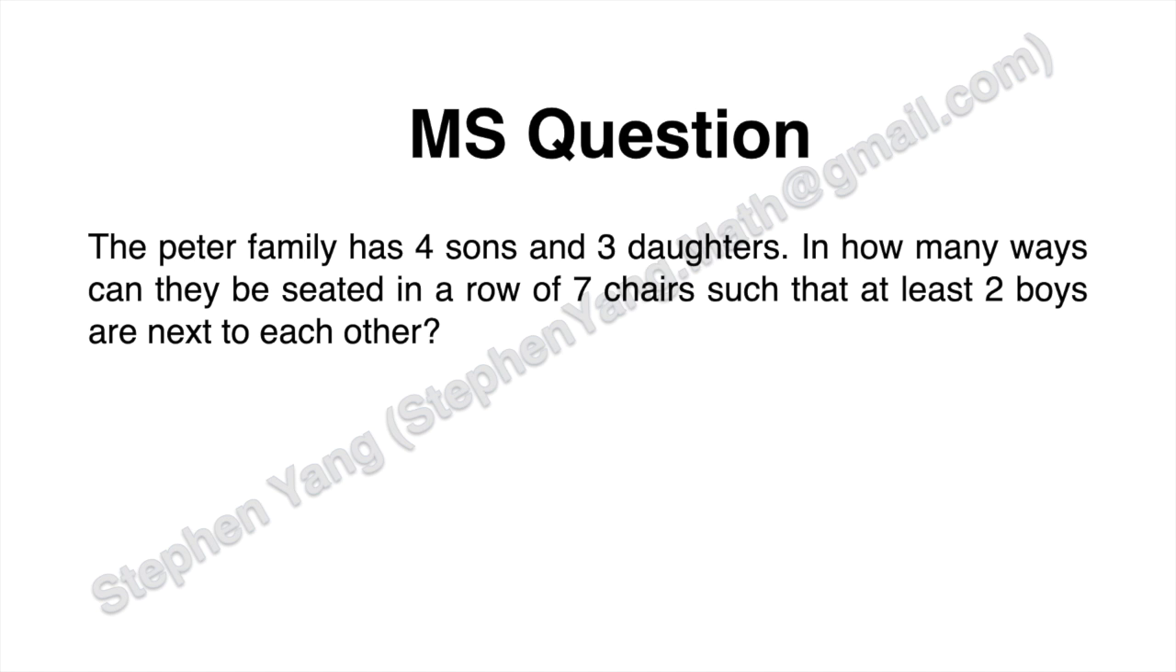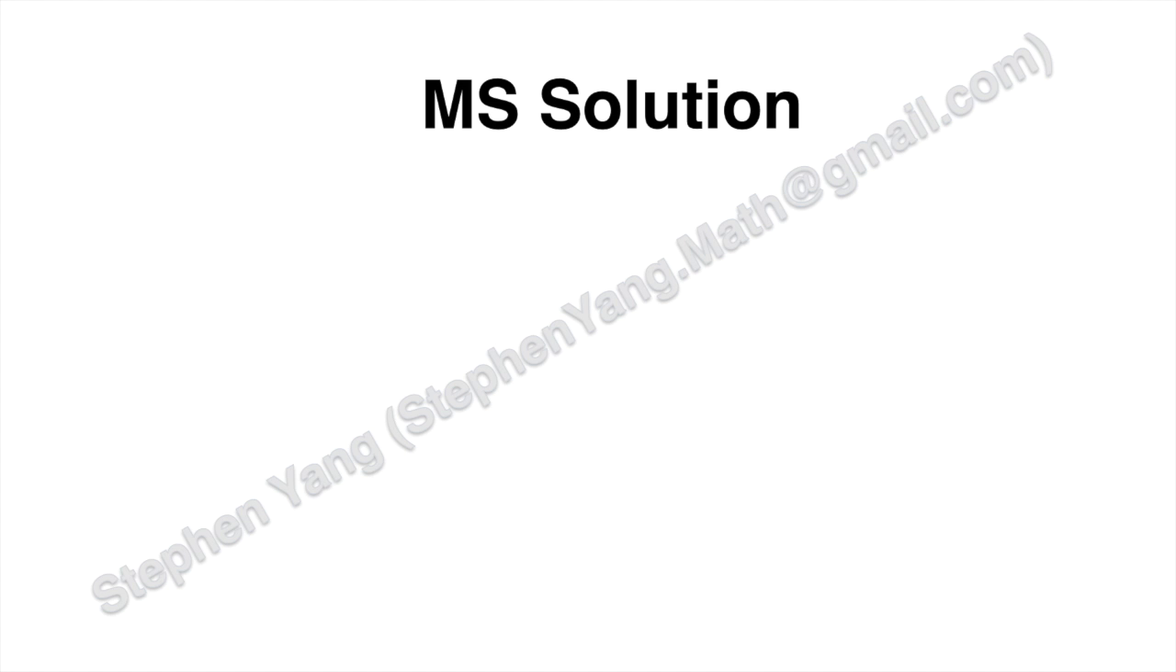Let's get into the middle school question now. So the question is, the Peter family has 4 sons and 3 daughters. In how many ways can they be seated in a row of 7 chairs such that at least 2 boys are next to each other? And now let's get into the solution now.